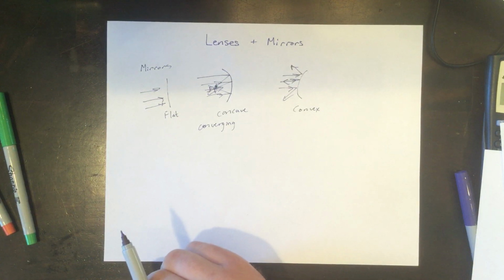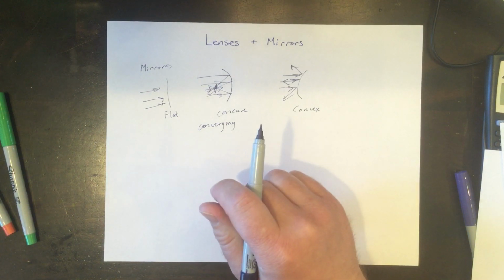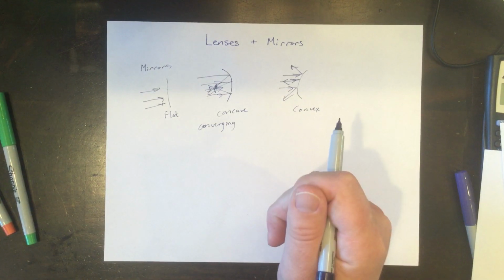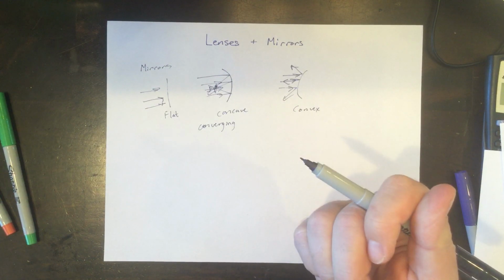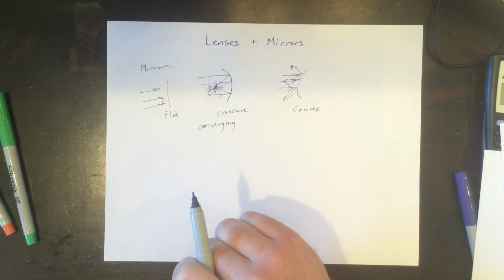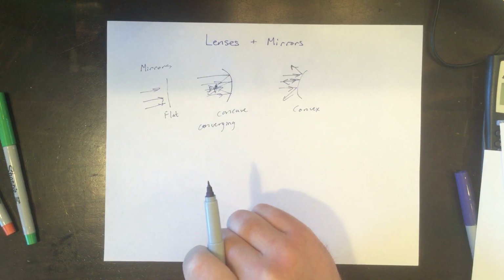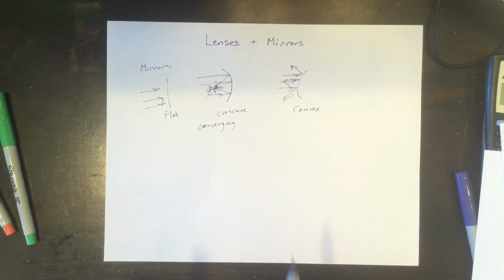If you have a spoon, you could look at the concave part and see what you look like. You'll probably be upside down. And if you look at the convex side, you'll probably be right side up, but yet look really far away. Okay.